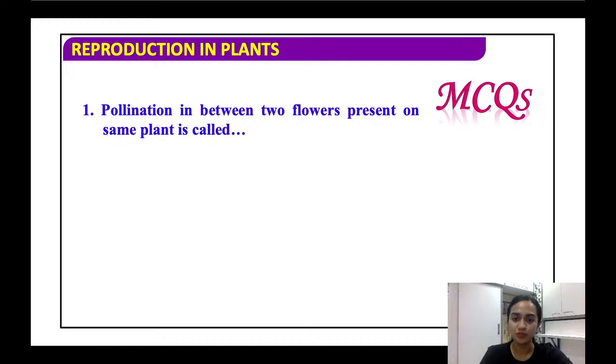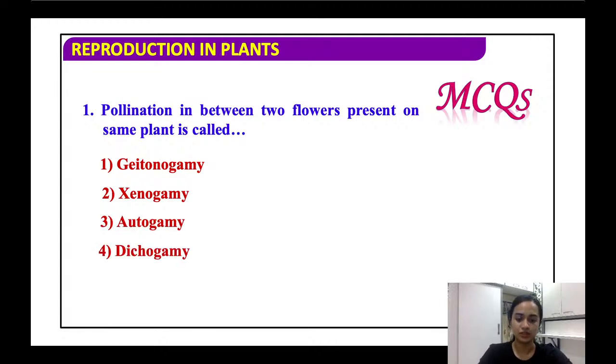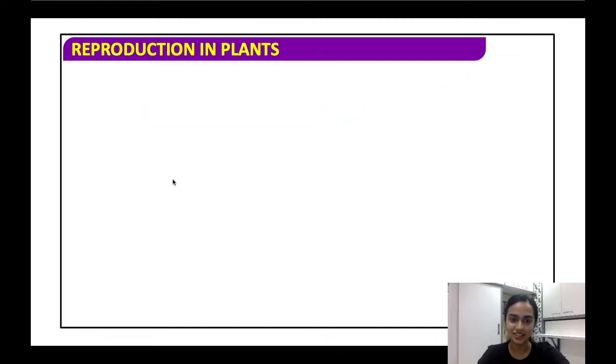Pollination between two flowers present on the same plant is called: geitonogamy, xenogamy, autogamy, dichogamy. Okay. So see, xenogamy refers to cross pollination. Alright. So the same plant is referred, so this cannot be the option. Geitonogamy, now let me tell you why not autogamy: because it is mentioned two flowers, and autogamy takes place in one flower itself. All right, so the only valid option here is geitonogamy. And dichogamy we have not discussed in any such context, so it is again eliminated.